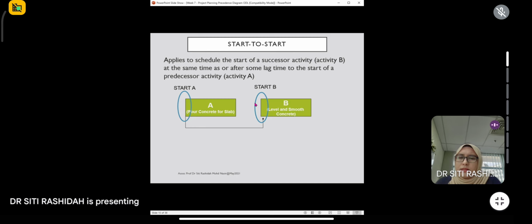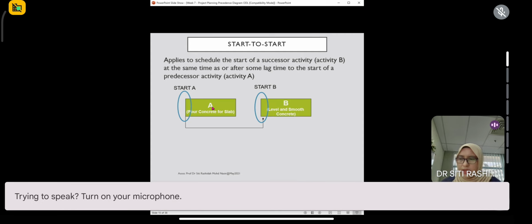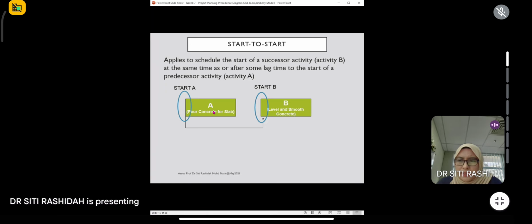Okay, maksudnya when activity A start, activity B can immediately start as well. Contohnya, you buat concreting. Okay, concreting means you pour the concrete. When you pour the concrete, activity A could be the duration ambil dalam buat 2 jam. Okay, 2 jam nak pour all the concrete for that activity. But activity B is level and smooth the concrete. Okay, once you pour the concrete, you have to level it to the right leveling.